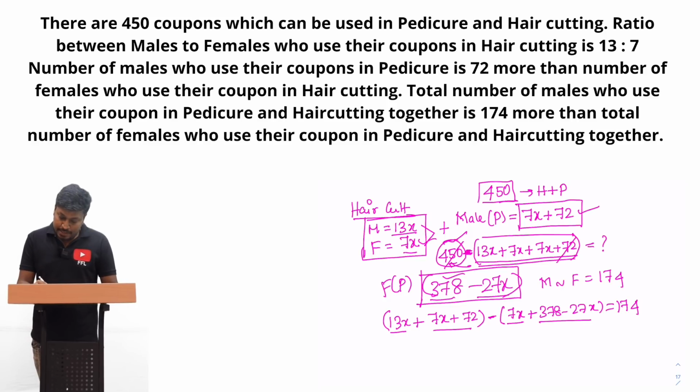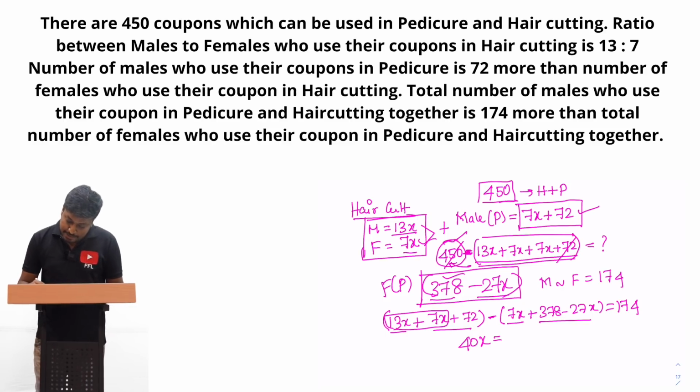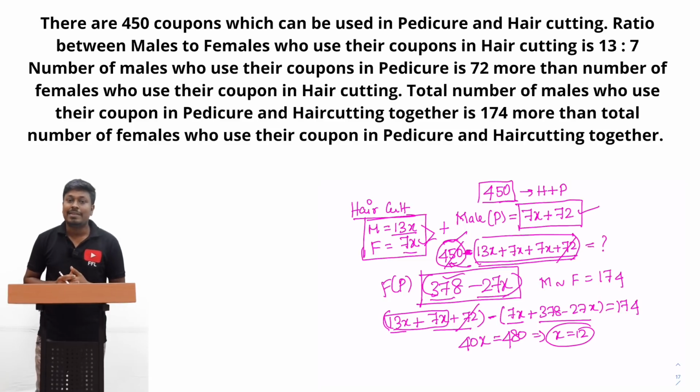Now we need to find x. We get 20x and minus 20x, so 20x minus minus 20x will be 40x. So 40x is equal to 174 minus 72 minus 378, which comes to 480. So x is equal to 12. Finally, we got the value: x is equal to 12.